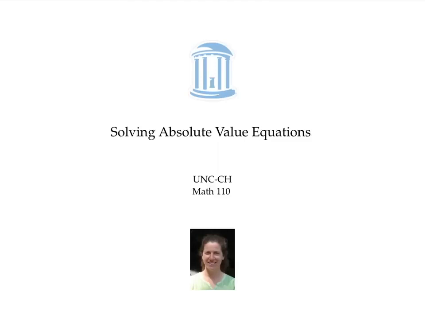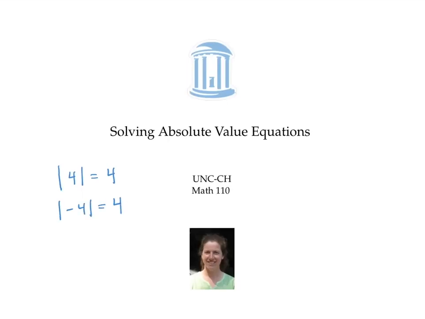This video is about solving equations with absolute values in them. Recall that the absolute value of a positive number is just the number, but the absolute value of a negative number is its opposite. In general, I think of the absolute value of a number as representing its distance from 0 on the number line. The number 4 and the number -4 are both at distance 4 from 0, and so the absolute value of both of them is 4.